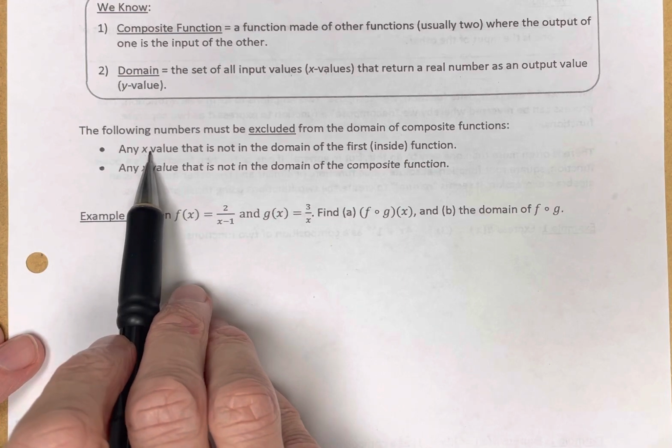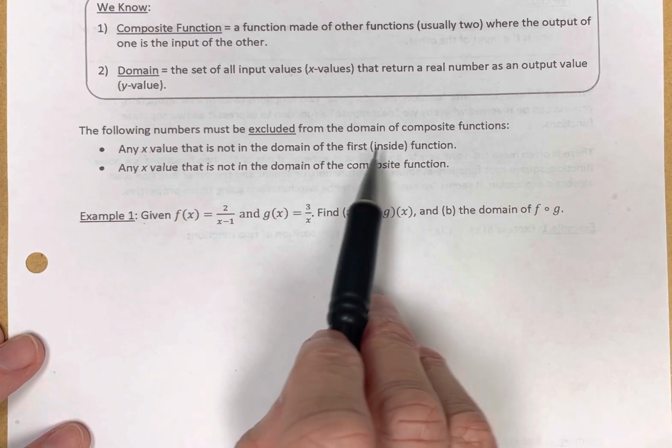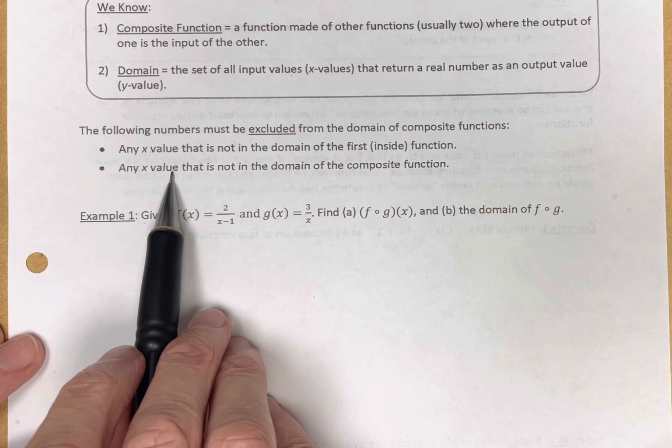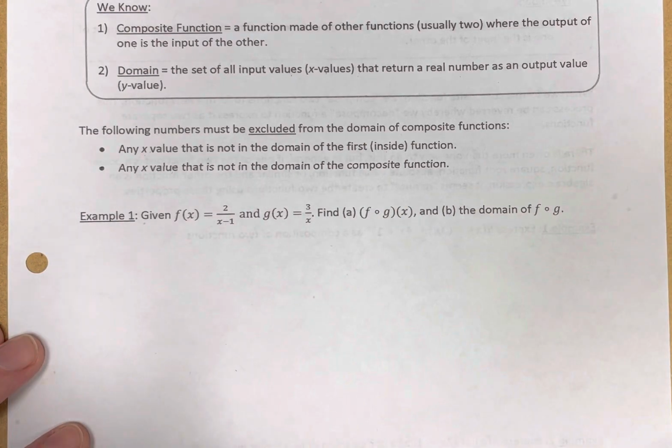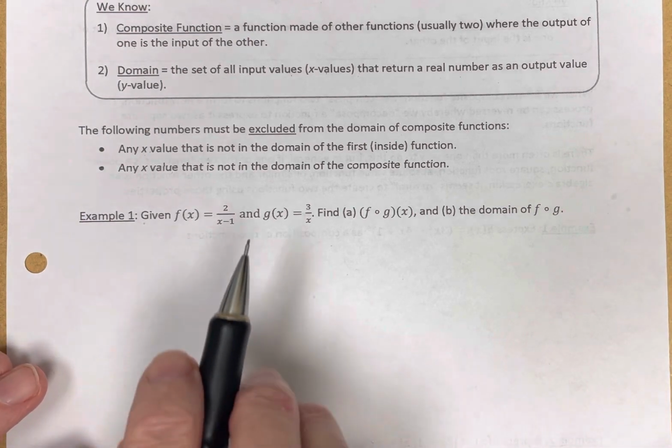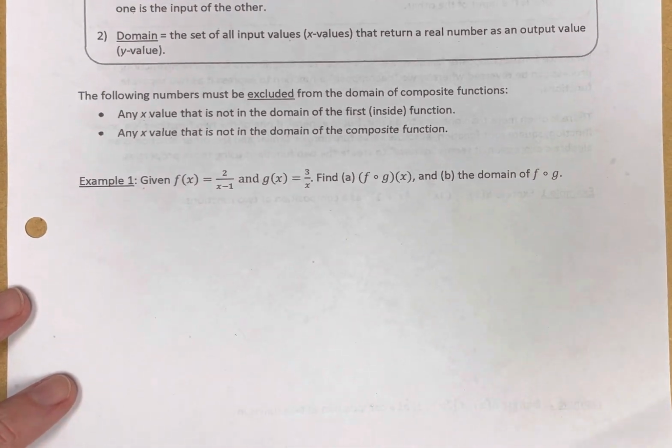So those are the ones that we want to exclude. Is it not in the domain of the first function? It's excluded. Is it not in the domain of the composite function? It's excluded, and then we'll combine those two things as necessary. So let's do an example, and we'll show you that.